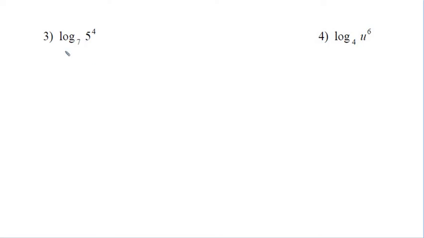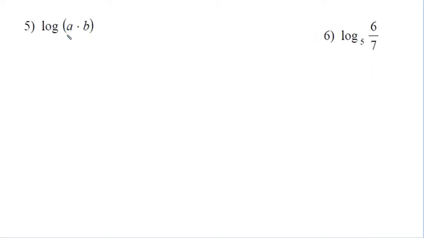Okay, number 3, same thing. There's no multiplication, no division, but I can apply the power rule. So I'm going to have 4 times log base 7 of 5. 7 to no power is 5, so I know I'm done. Same thing, number 4, bring that down as a multiplier. 6 times log base 4 of u has a variable as an argument. Absolutely no way that I can simplify that.